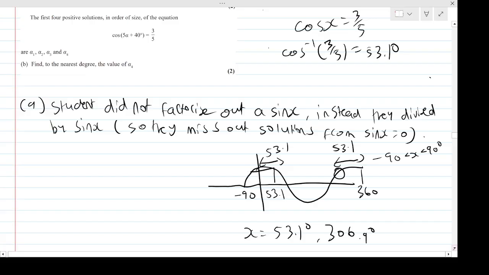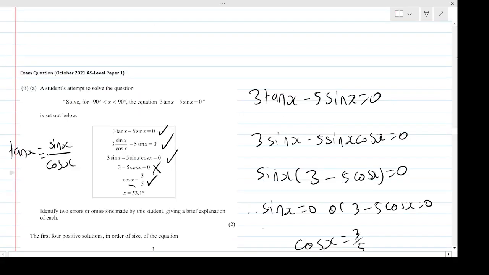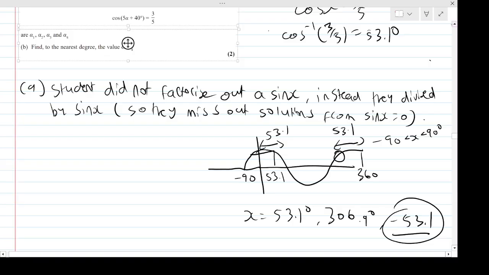So if we subtract 360 from this solution, we would get minus 53.1. And actually, that is between minus 90 and positive 90. So they missed that other solution out, right? So they should have also got minus 53.1. All they've said here is x is positive 53.1, right? So there we are. Right, so the other error then is that they've missed out the other solution.